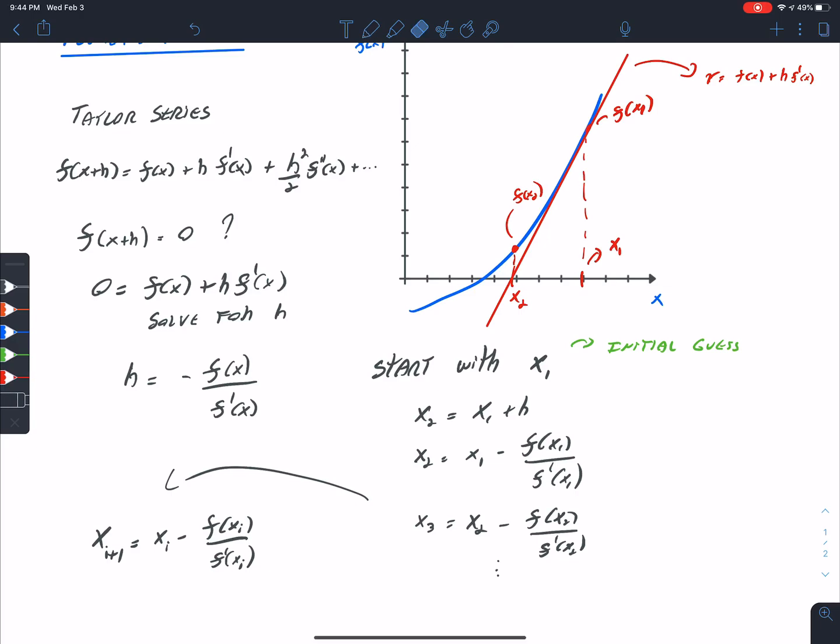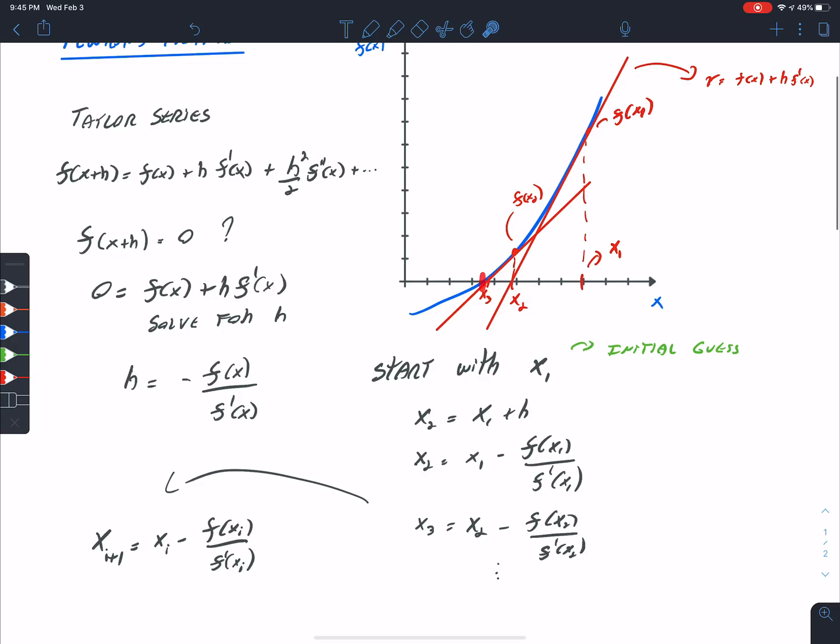I draw another line that has the same slope at that point. I repeat the process, and I ask, where does this line cross 0? And it was here, so I call this x3. And you can see with very few iterations, if we start with a decent guess, I can get very quickly to the actual root of this equation, which would be more or less here somewhere. So by 3 iterations, I already got very close.